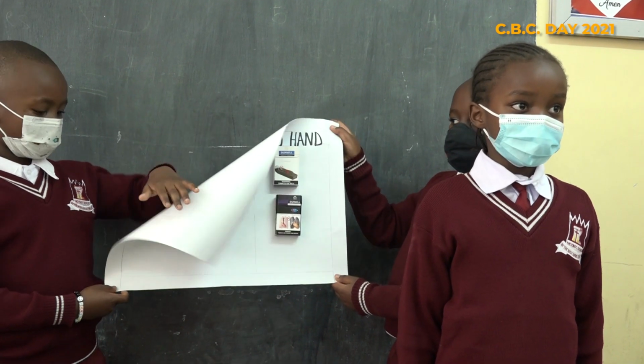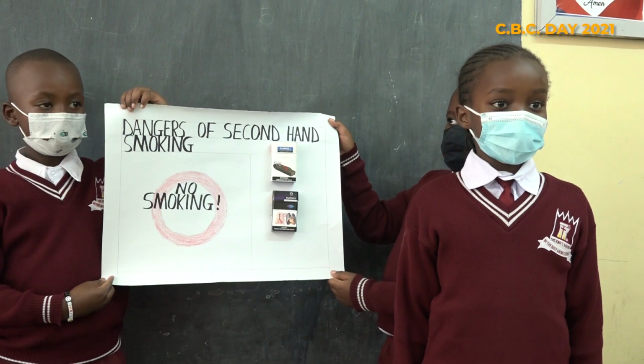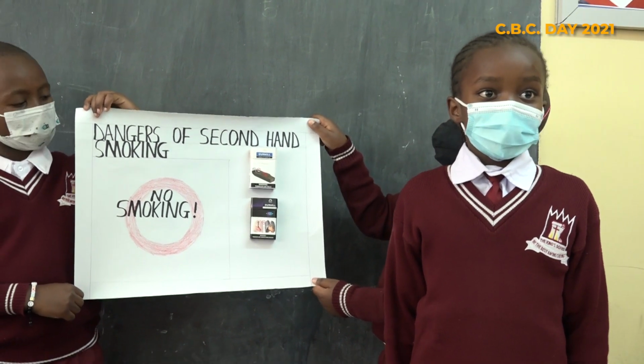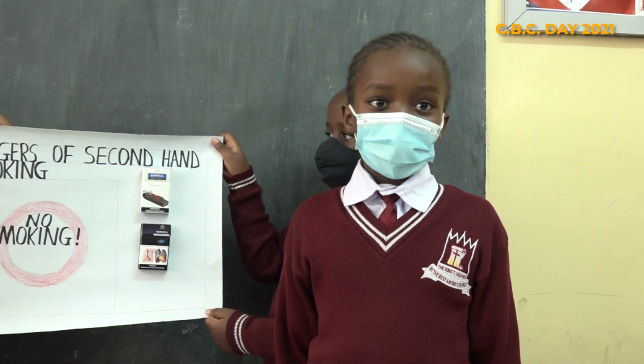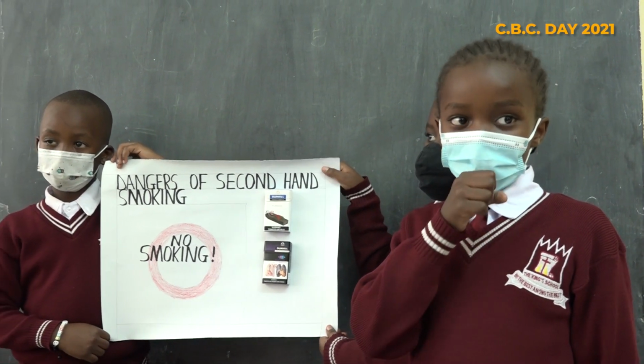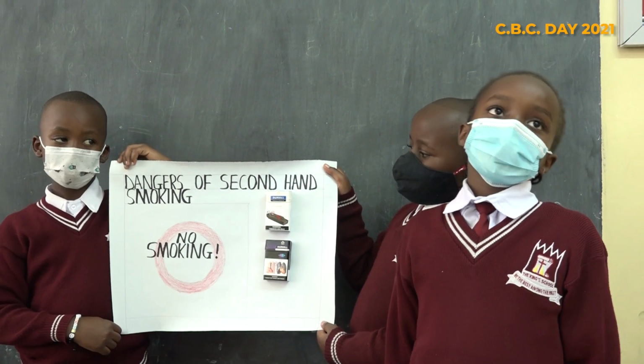Secondhand smoking is the smoke we breathe from smokers. Things that people smoke are cigarettes, shisha, and bang. Dangers of smoking are teeth discoloring, burns on lips and fingers, coughing a lot, and bad breath. It may cause death.